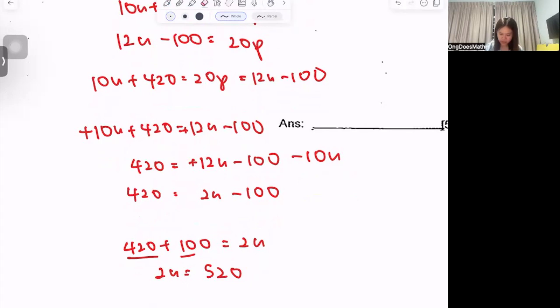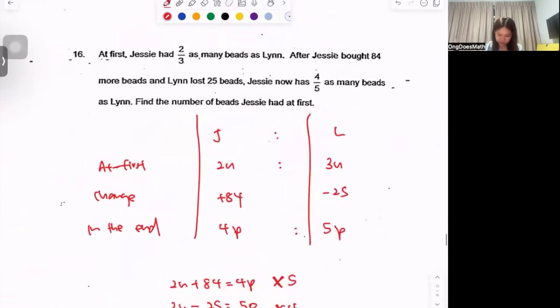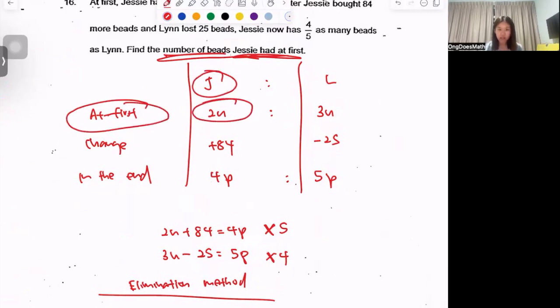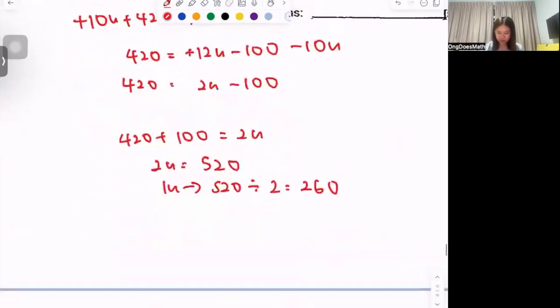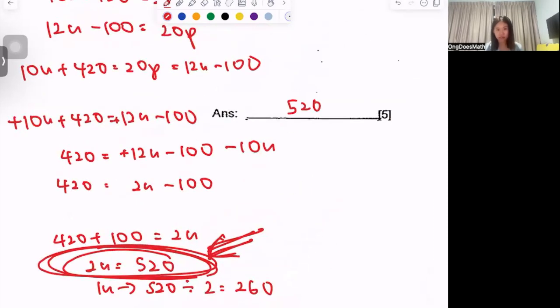Okay. So now 1 unit is just 520 divided by 2, which is 260. Now what does the question want? The question wants to find the number of bits Jessie had at first. So let's look at Jessie. Jessie at first has 2 units, which means you just have to find out what 2 units represent, which we actually did find out. So 2 units is just 260 times 2. Or you actually don't even need to do this step because we already found it here. So the answer will just be 520 bits.